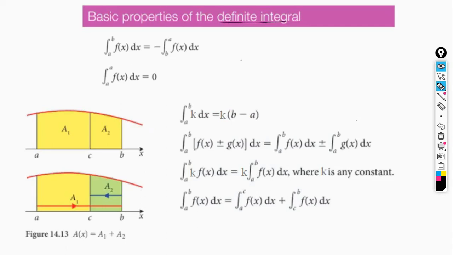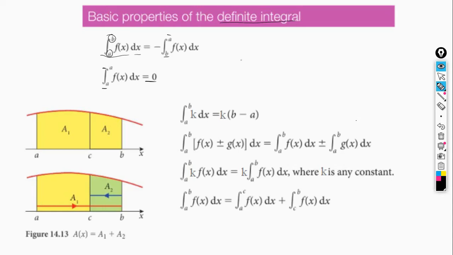One very important property is that if you have the integral of f of x from a to b, this is equal to minus the integral from b to a. This is a very fundamental property that you will find is very useful. Next, the integral of f of x from a to a is obviously equal to 0. Now, why is that? Well, if you're integrating from a to a, that means that you're not really moving, you're not finding any area. So this would just be 0.